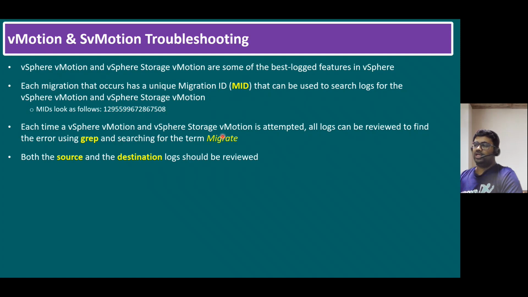Each time a vSphere vMotion or SvMotion is attempted, all logs can be reviewed to find the error using the grep command and searching for the term migrate. You can use the keyword migrate to find the actual errors. But while investigating your vMotion and SvMotion errors, remember that we need to verify on both source and destination. For vMotion logs, we need to verify the source ESXi host and the destination ESXi host. In the same way, if you are performing a storage vMotion, verify the logs on the source datastore side and the destination datastore level. Okay, that should be reviewed.